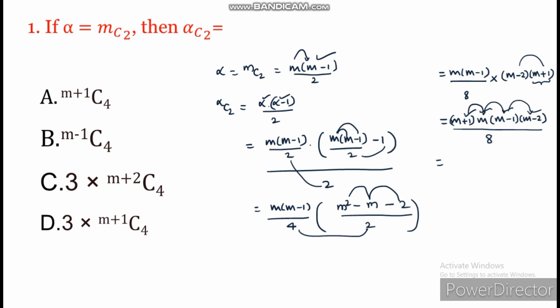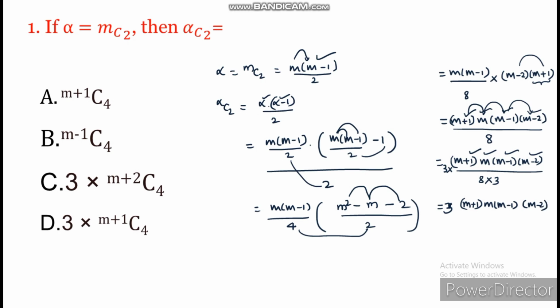How many terms do you have? You have 4 terms. So M plus 1, M, M minus 1, M minus 2. What I will do in this case is multiply and divide by 3. Why multiply and divide by 3? I will keep this 3 as it is, and I will keep M plus 1, M, M minus 1, M minus 2 as it is.